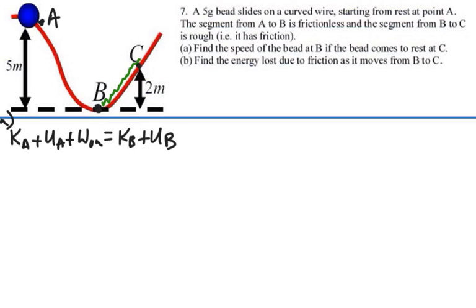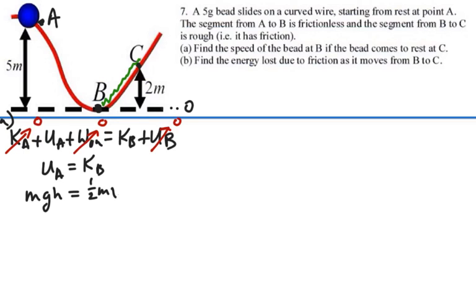We'll realize that we started from rest, so our kinetic energy at A is 0. And it's frictionless, so there's no work along the way, so our work along the way is 0. We're going to say that our height at point B is 0 height. So we have no potential energy at point B, and there's no springs involved either. So strictly speaking, the potential energy at A will equal the kinetic energy at B. Sounds good. We have mgh is equal to 1/2 mass times velocity at B squared.